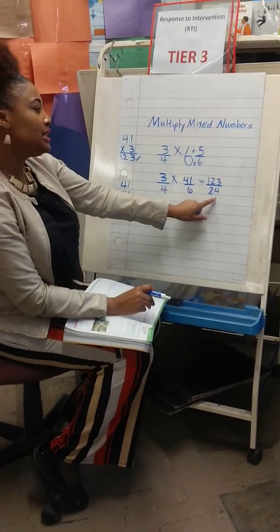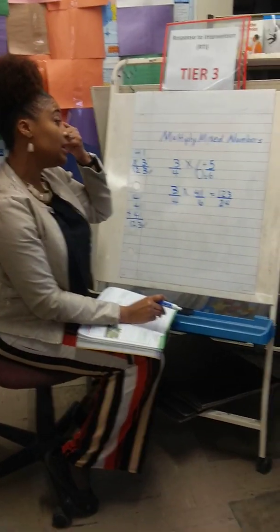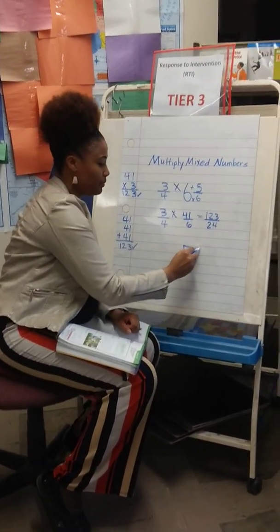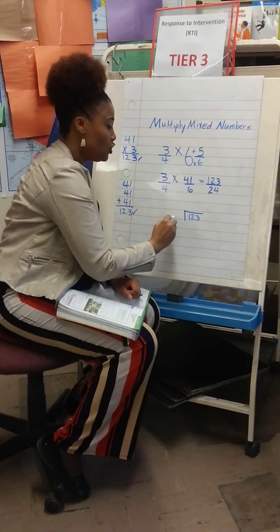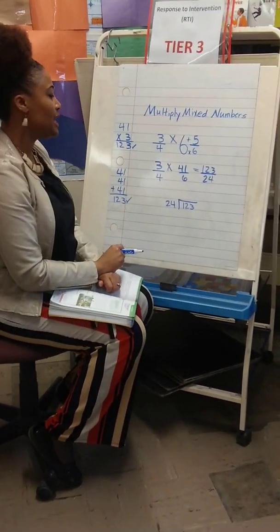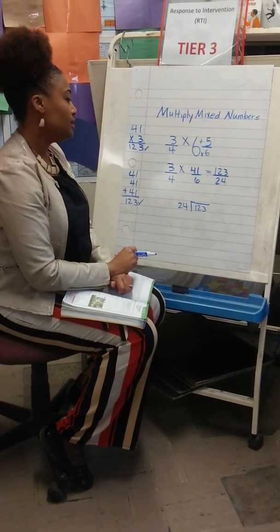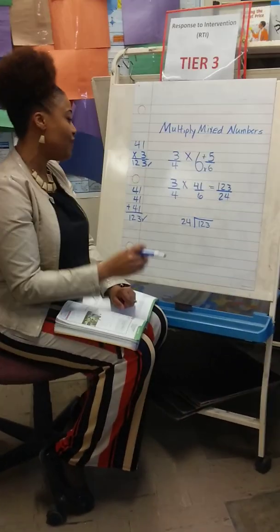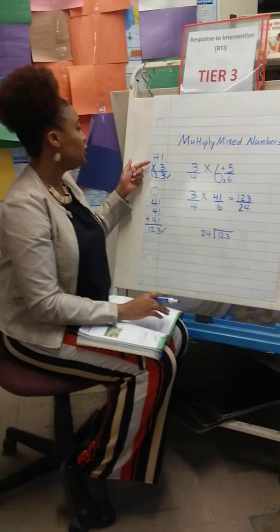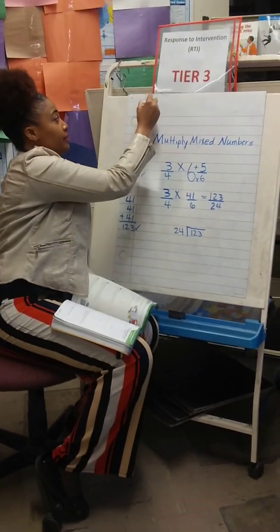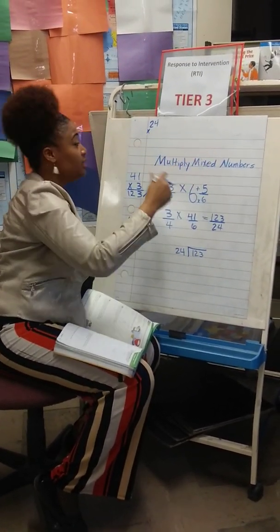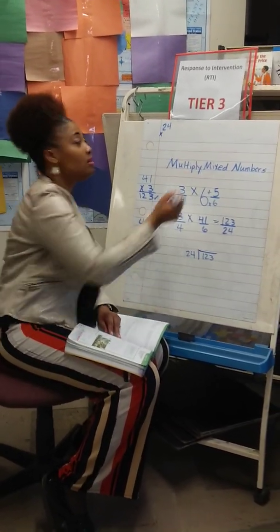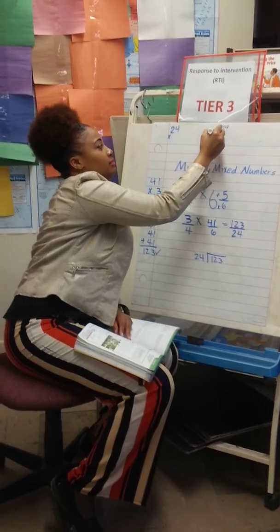But notice that 123 divided by 24 is a mixed number. So you can use your scrap paper to find out how many times 24 will go into 123. Now, for my high learners, they can simply use multiplication facts. They can do 24 times whatever to see which factor gives them close to 123. But my low learners may use repeated addition.